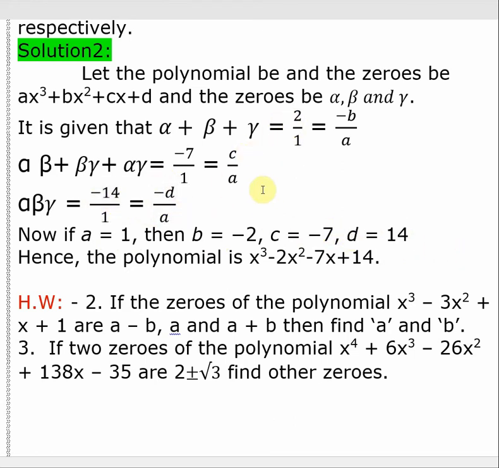You have to understand it visually. The expressions are given, you have to understand them visually and come to a conclusion. So from these three expressions, the conclusion is a is 1, b is minus 2, c is minus 7 and d is 14. Now these a, b, c, d values we will put into the equation which we assumed. So if we put all the values, then it is x cube minus 2x square minus 7x plus 14. So this is the polynomial which was asked for.